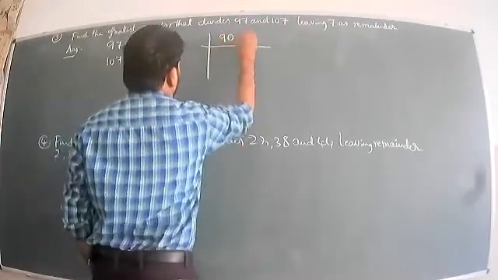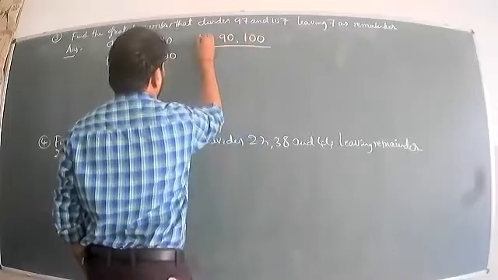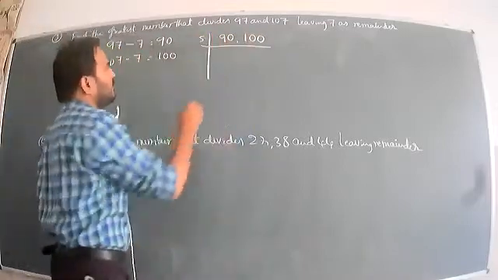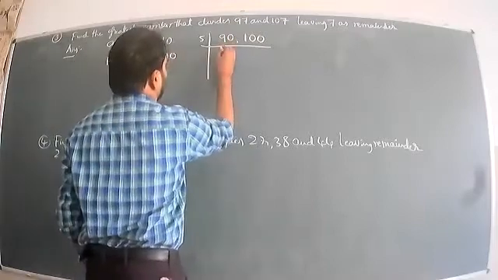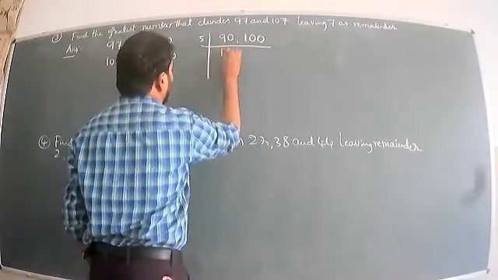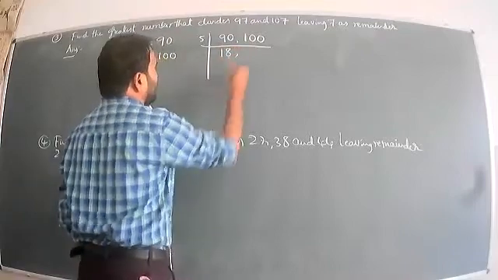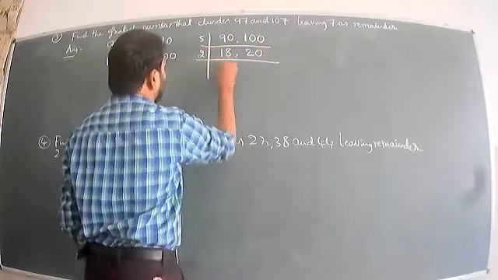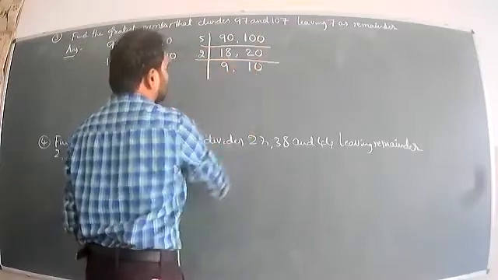90 and 100. So take 5. Taking 5, so what is the number? 5 1 the 5, 5 8 the 40. 5 2 the 10, 5 0 the 0. Next again 2. 2 9 the 18, 2 10 the 20.